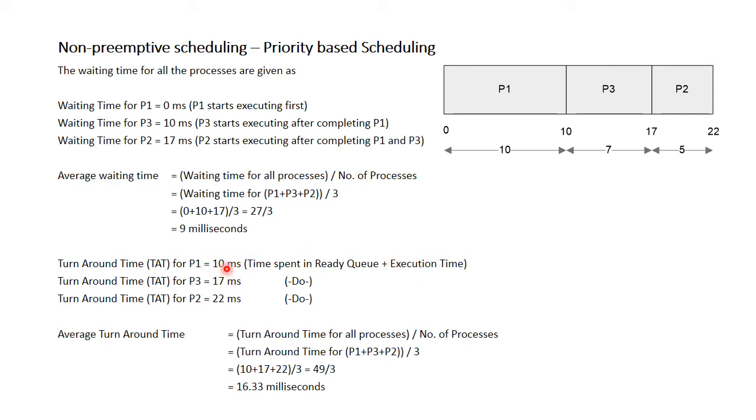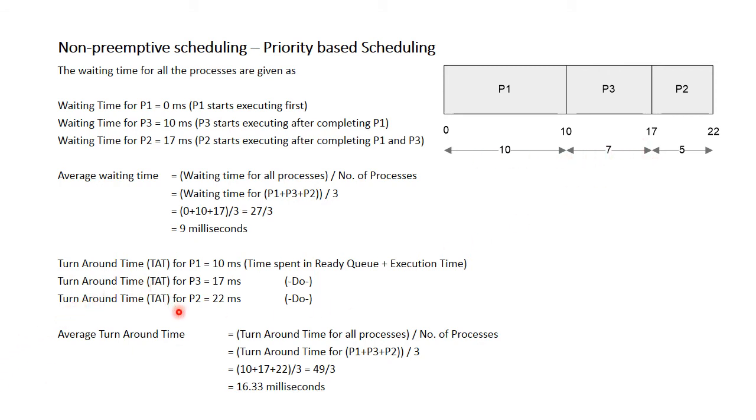Then the turnaround time for process P3 is 17 milliseconds, because the time spent in the ready queue for this will be 10 milliseconds. 10 milliseconds is the time spent in the ready queue by the process P3, right? And then the execution time of P3, that is 7. So 10 plus 7, 17.